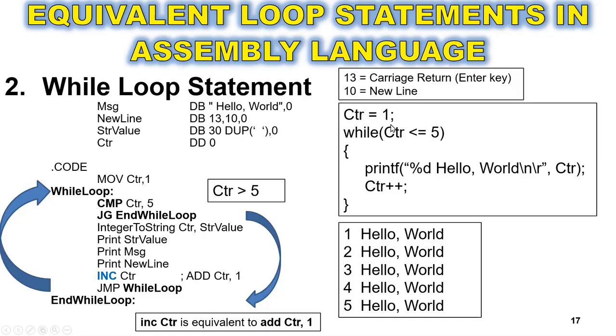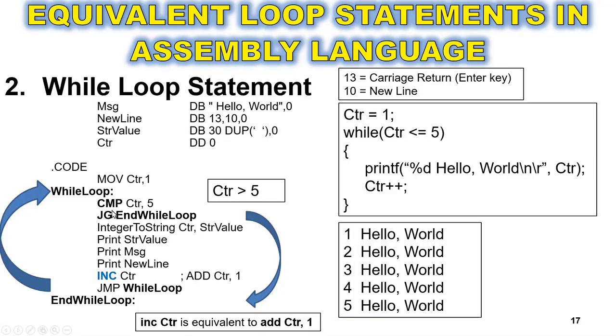So CTR equals 1 in C++ or C# code will now be the command MOV CTR, 1. We will change the value of that CTR to 1. It will begin with a 1. And then after that, we write a label, we name a label while loop followed by a colon, and then the body of the loop are the following.